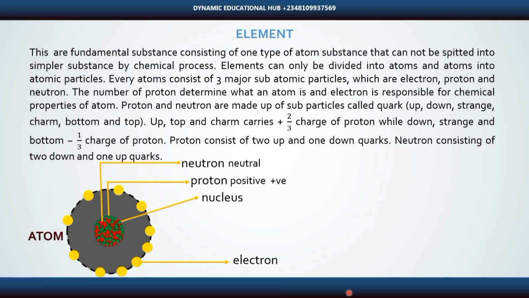Now let's look at it. Electron, negatively charged, -1. Proton, positively charged. Neutron, neutral, no charge. The nucleus is made up of proton and neutron, and electrons revolve around the nucleus, as we can see.